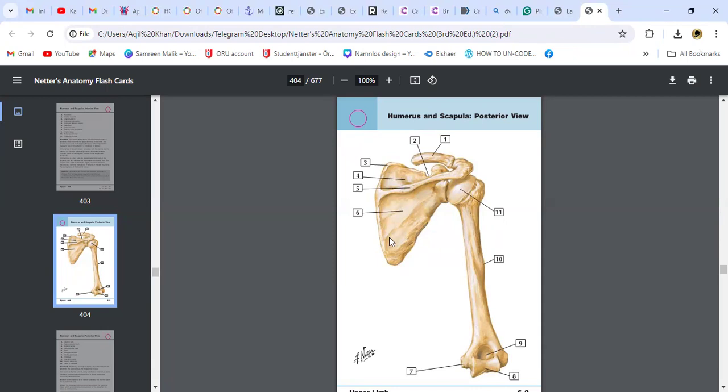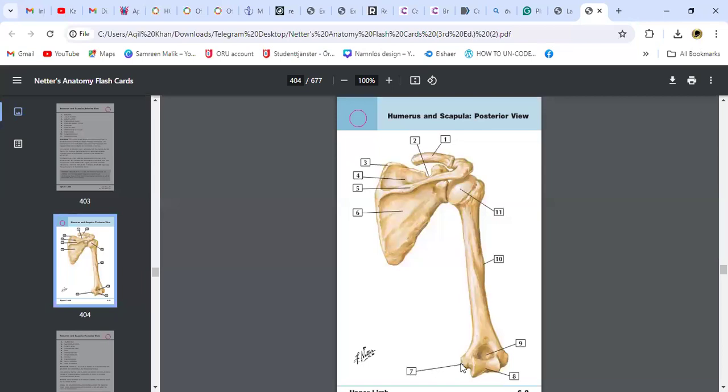What muscle attaches here and in the supraspinous fossa? What are their origin and insertion? What are their nerve supplies and what is their mode of action? And number 5 is the spine of the scapula, right? Now moving on to 7.